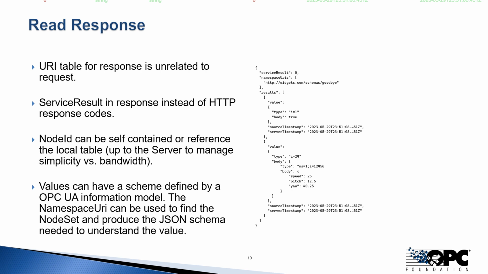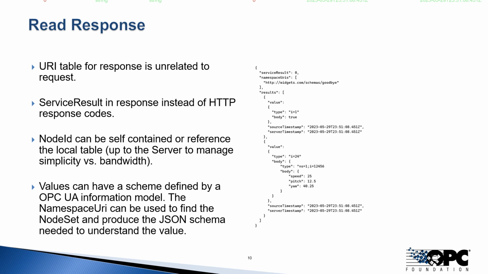So here's the read response, where you have the namespace table at the top, which refers to URIs which are referenced in the response, and it has absolutely no connection with the table that's used in the request. In this case, the sender is the server, and it's up to the server to make the decisions on whether to use self-contained node IDs or indexes, and the receiver always has to be able to handle both possibilities.